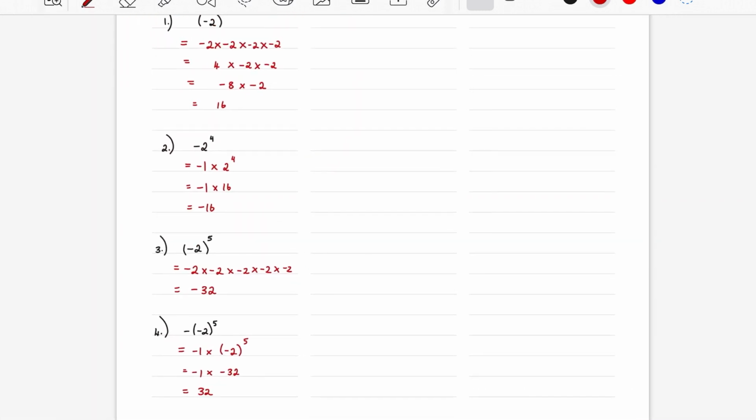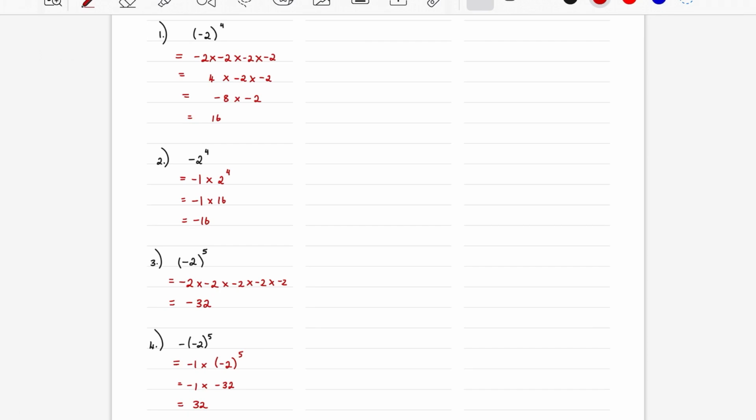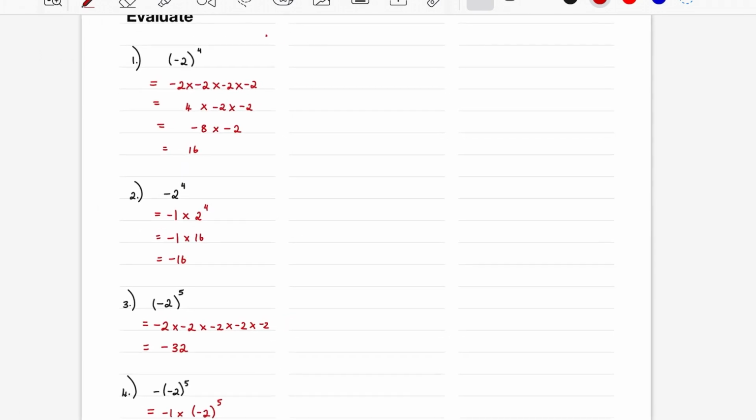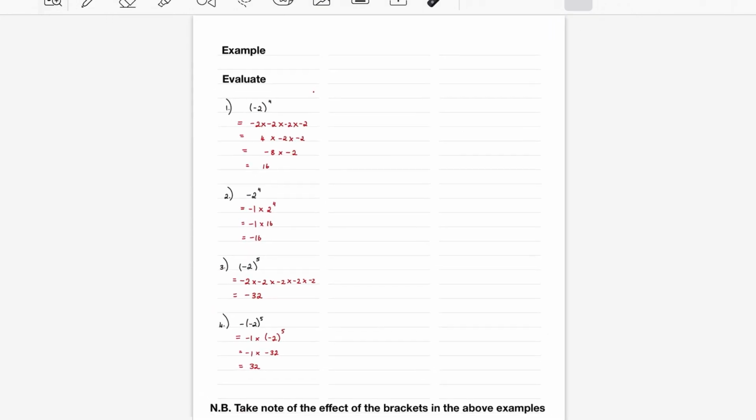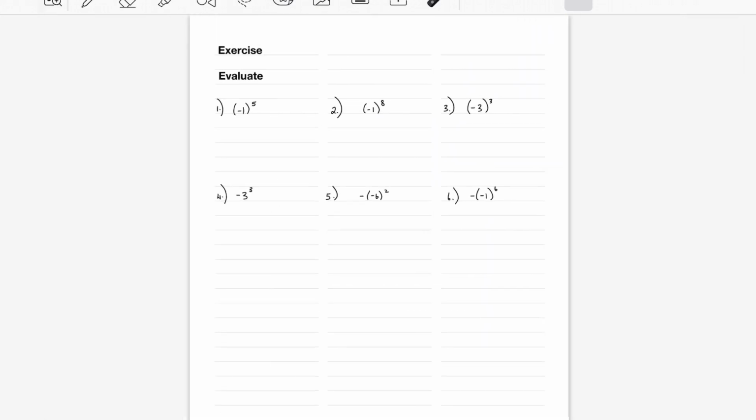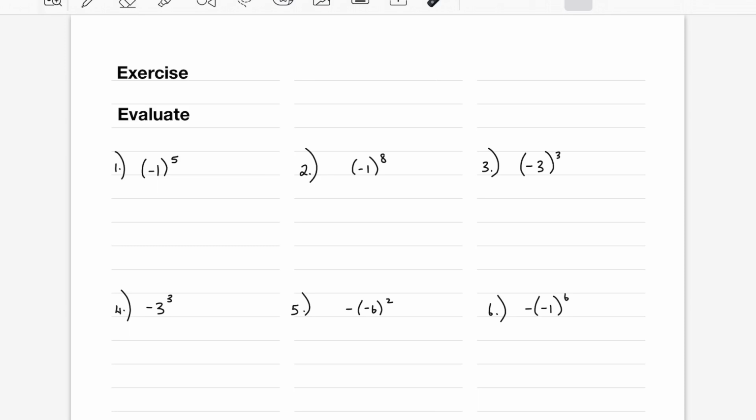Now there's a little note here that says, take note of the effect of the brackets in the above examples. As I said, the presence or the absence of the brackets can change the value of your answer, specifically the signs. So let's take a look at some questions, which again, you can pause the video, try on your own, and then take a look at the solutions. These are the 6 questions that we're going to do now. Go ahead and try them on your own or just take a look at my solutions.